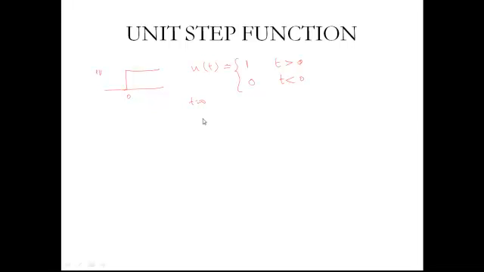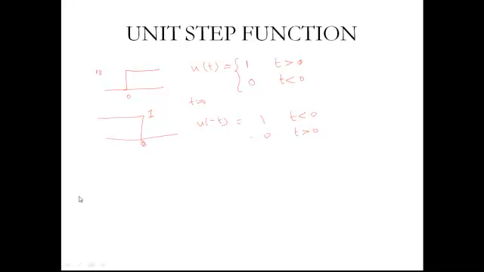You also have to understand the various variants of the unit step function. Say, for example, u of minus t. What is u of minus t? It is the reverse of this. That is, it is 1 when t is lesser than 0 and 0 when t is greater than 0. So it looks like this: from minus infinity to 0, the value is 1 volt. From 0 to infinity, there is nothing.